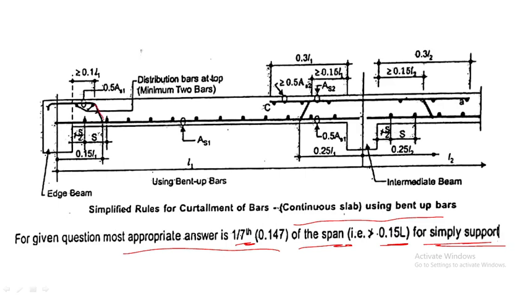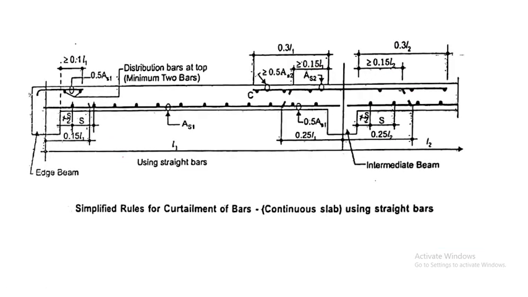So you can see here one bent up bar, here the second, this is the first bent up bar, this is the second one, and this is the third bent up bar. These are the dimensions given with the sizes, you can see here 0.15L, right, 0.5 and 0.3L, 0.3L, 0.15, right, 0.L1. So these are all you have to remember. This is the curtailment of a continuous slab using straight bars. Please pause the video and take this diagram for your future reference.